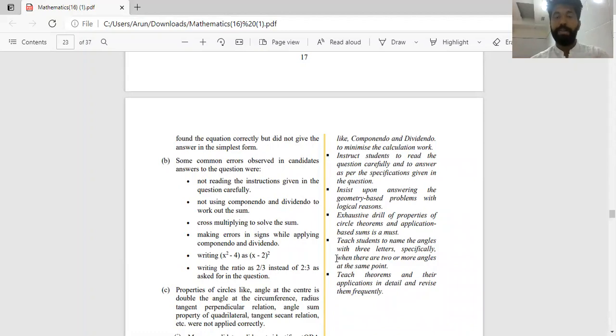There is a big difference. A square minus b square and a minus b the whole square are two different things. And writing the ratio as 2 upon 3 instead of 2 is to 3. Do not write the answer in fraction form. You have to write your final answer in ratio form only. And it was clearly given that you have to apply properties of proportion, so you cannot directly cross multiply and solve the sums. You have to use componendo and dividendo only to solve these sums.